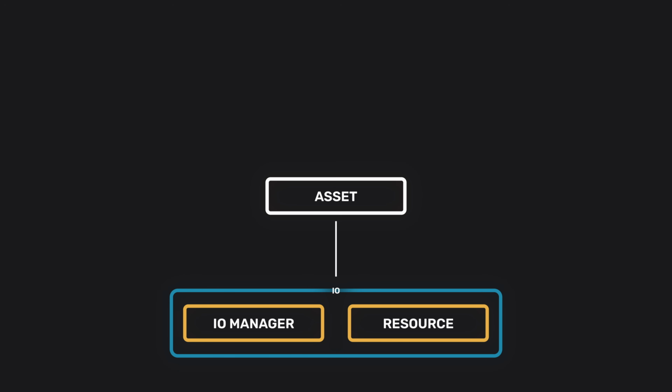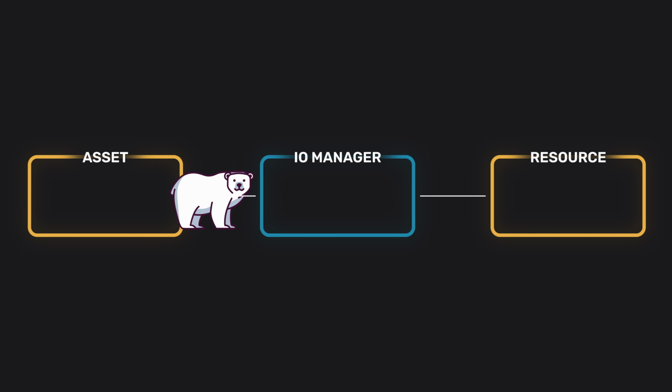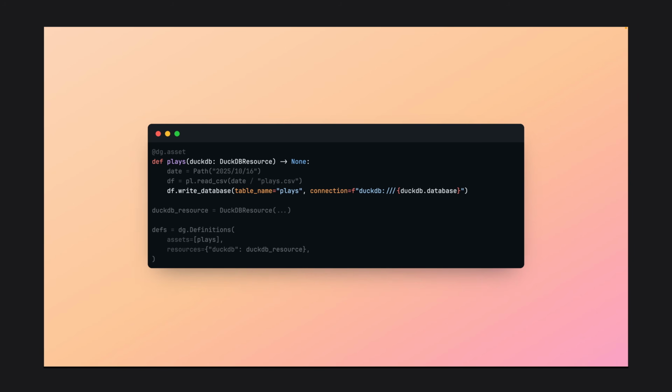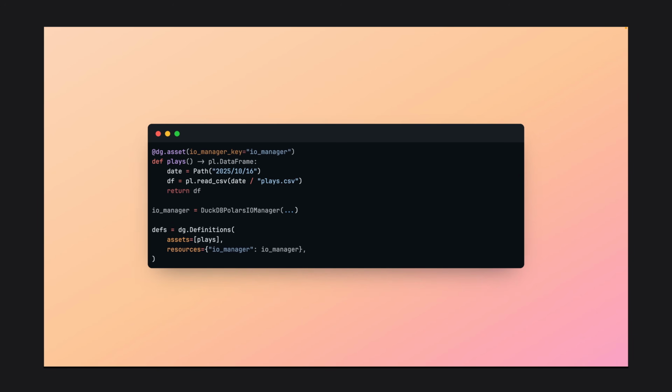That's where the I/O manager comes in. An I/O manager is a layer of abstraction on top of resources. It defines a contract for reading and writing between Python objects and their materialized representations. Instead of manually interacting with the resource, we simply return the Python object, in this case a Polars data frame. The I/O manager handles the conversion between Polars and DuckDB. The beauty? Assets now become storage agnostic. Switching from DuckDB to Snowflake? Change one line. No refactoring.